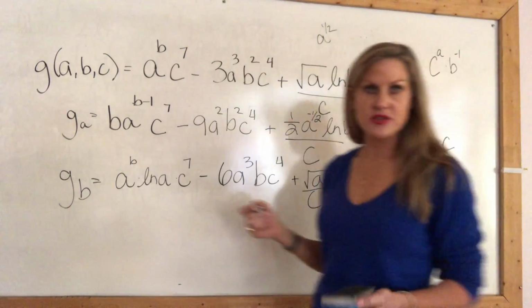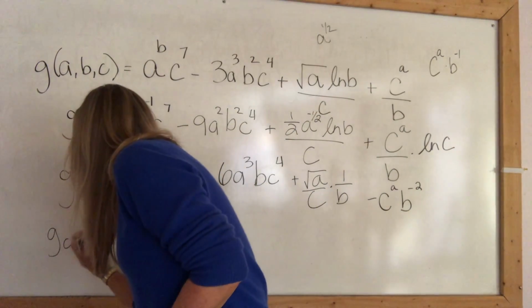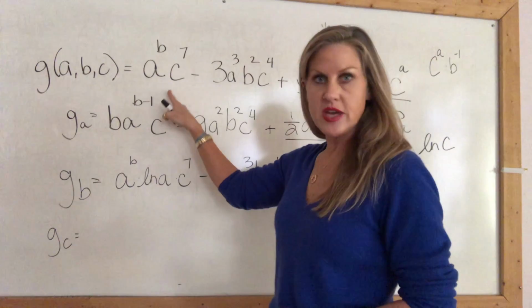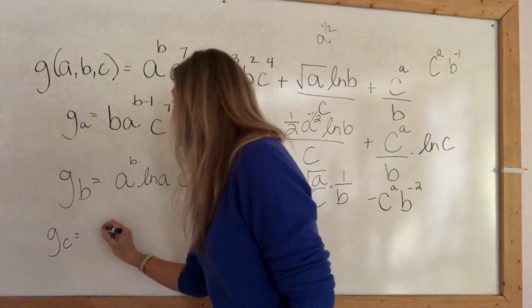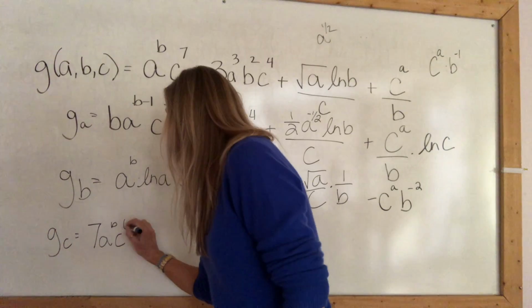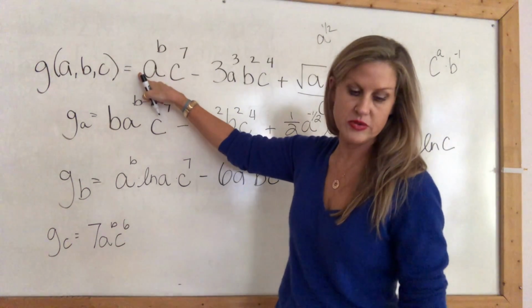My last one is g sub c. C gets derived, everything else comes along, so that would be 7ab c to the 6th, because I'm just dropping that number down and putting it in the front, sort of as convention.